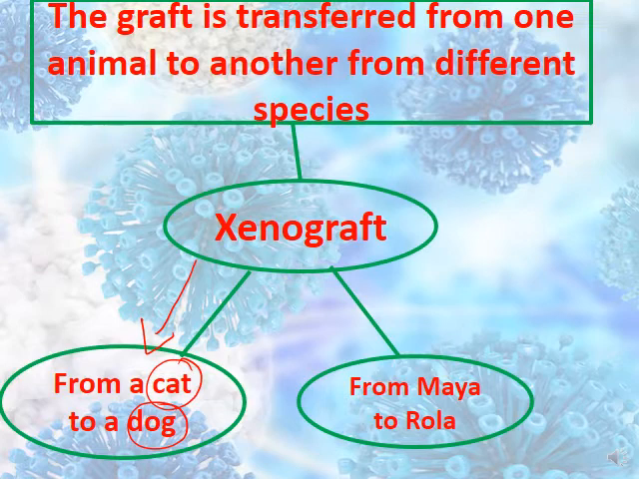So here we have 4 types of graft. Autograft, within the same body. Auto, within the same body. Iso, identical. Allo, different individuals in the same species, from a human to a human, from a cat to a cat, from a dog to a dog, from a horse to another horse. They belong to the same species. While xenograft, they belong to different species, from a cat to a dog, from a dog to a hen, from a dog to a human. So they belong to different species.